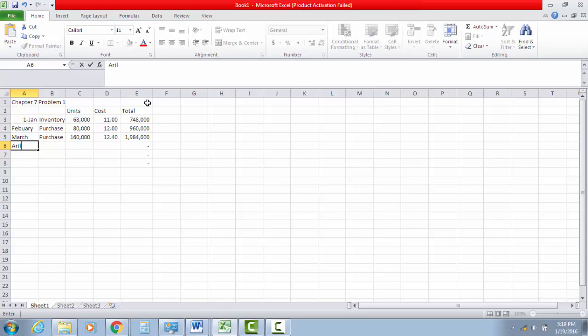April, we purchase, oh no, April, do we purchase anything? Nope, sorry. Reverse that. May, we purchase 120,000 units at $12.60. July, we purchased 200,000 units for $12.80.